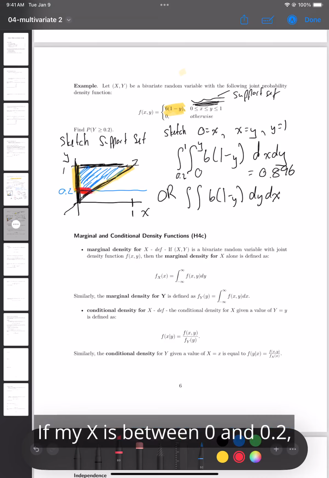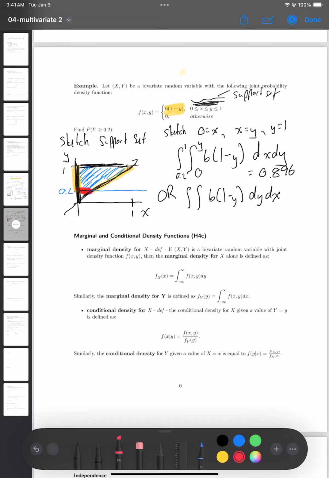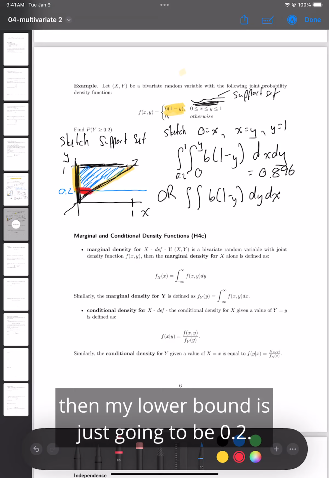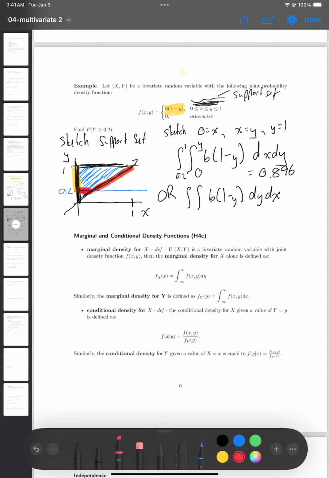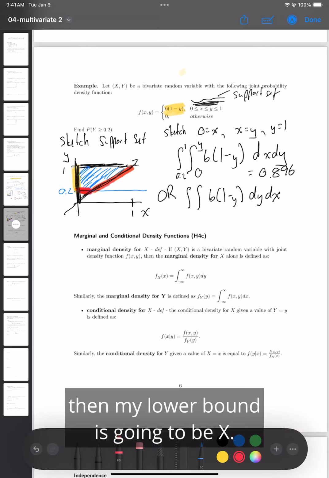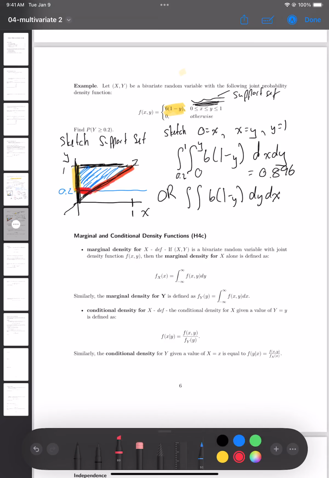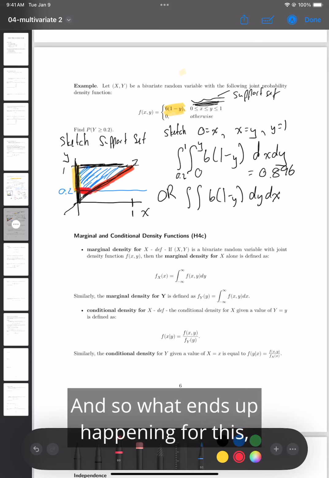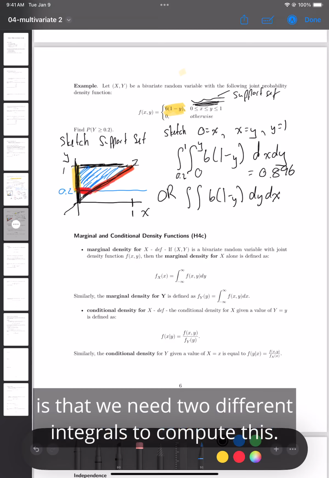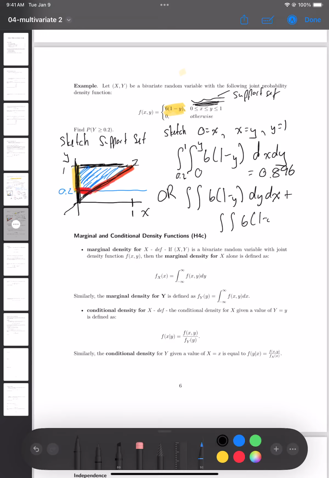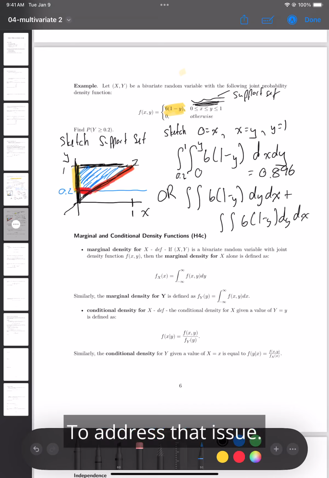If my x is between 0 and 0.2, then my lower bound is just going to be 0.2. But if my x is between 0.2 and 1, then my lower bound is going to be x. And so what ends up happening for this is that we need two different integrals to compute this, to address that issue.